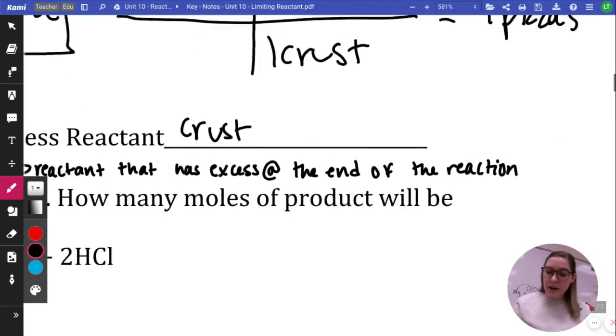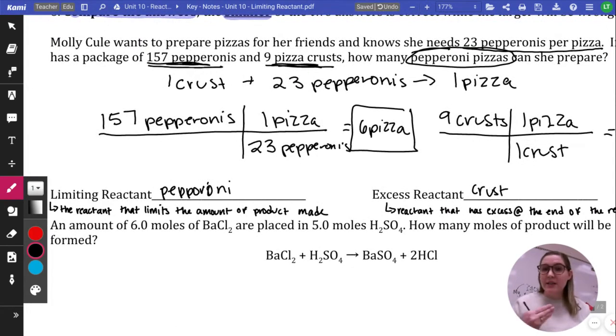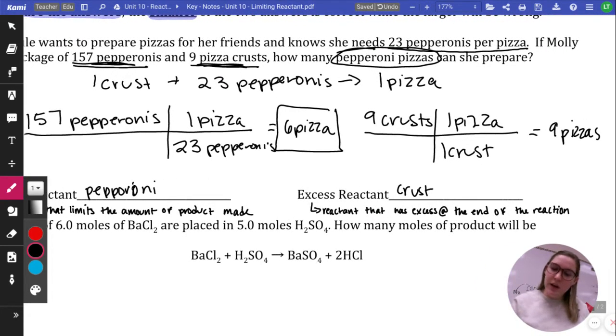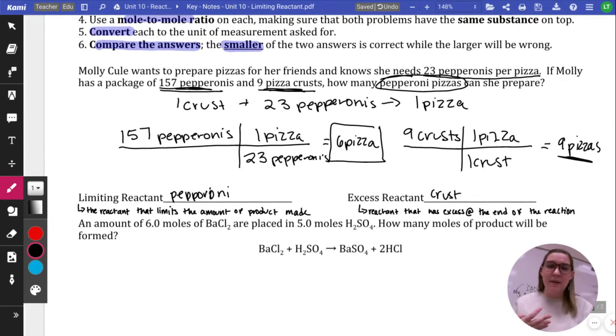So our limiting reactant is the one that limits how much product we can make. Our excess reactant is some that we still have left over. For example, here we still had 3 pizza crusts because we could have made 9 based on our crusts, but we were only able to make 6 because of our pepperoni. So we had extra, or excess, crusts at the end. Okay, so that's with pizza, which is pretty easy because we don't really have to think very much.